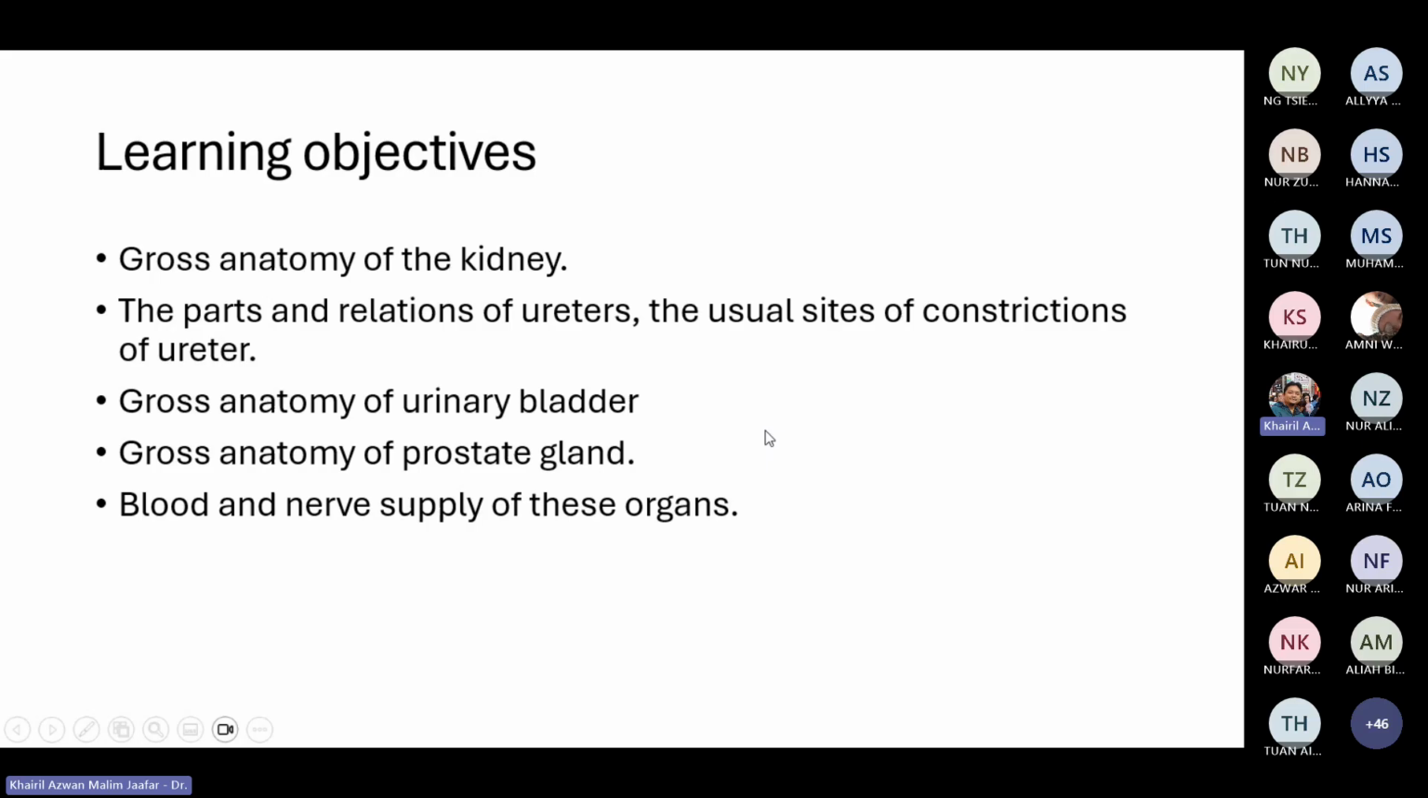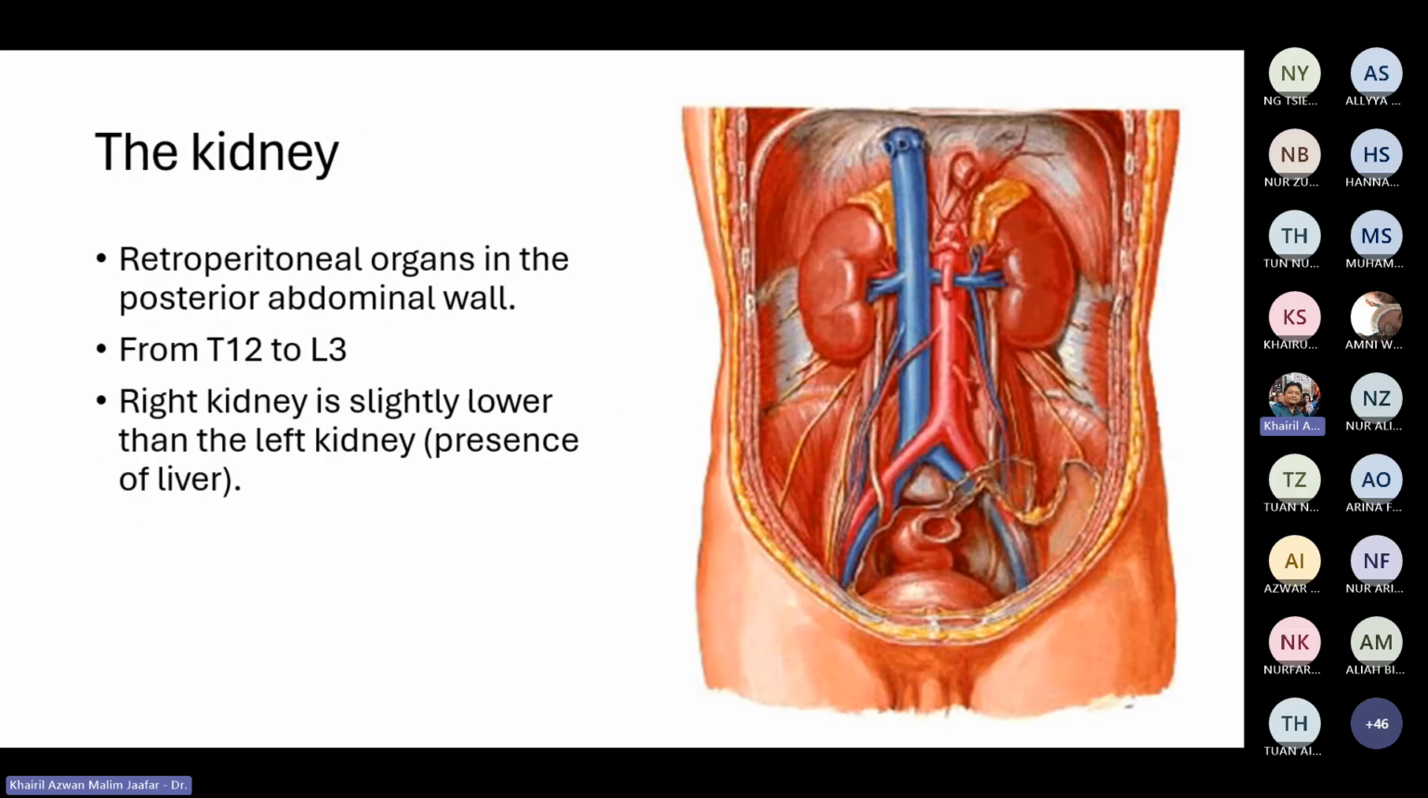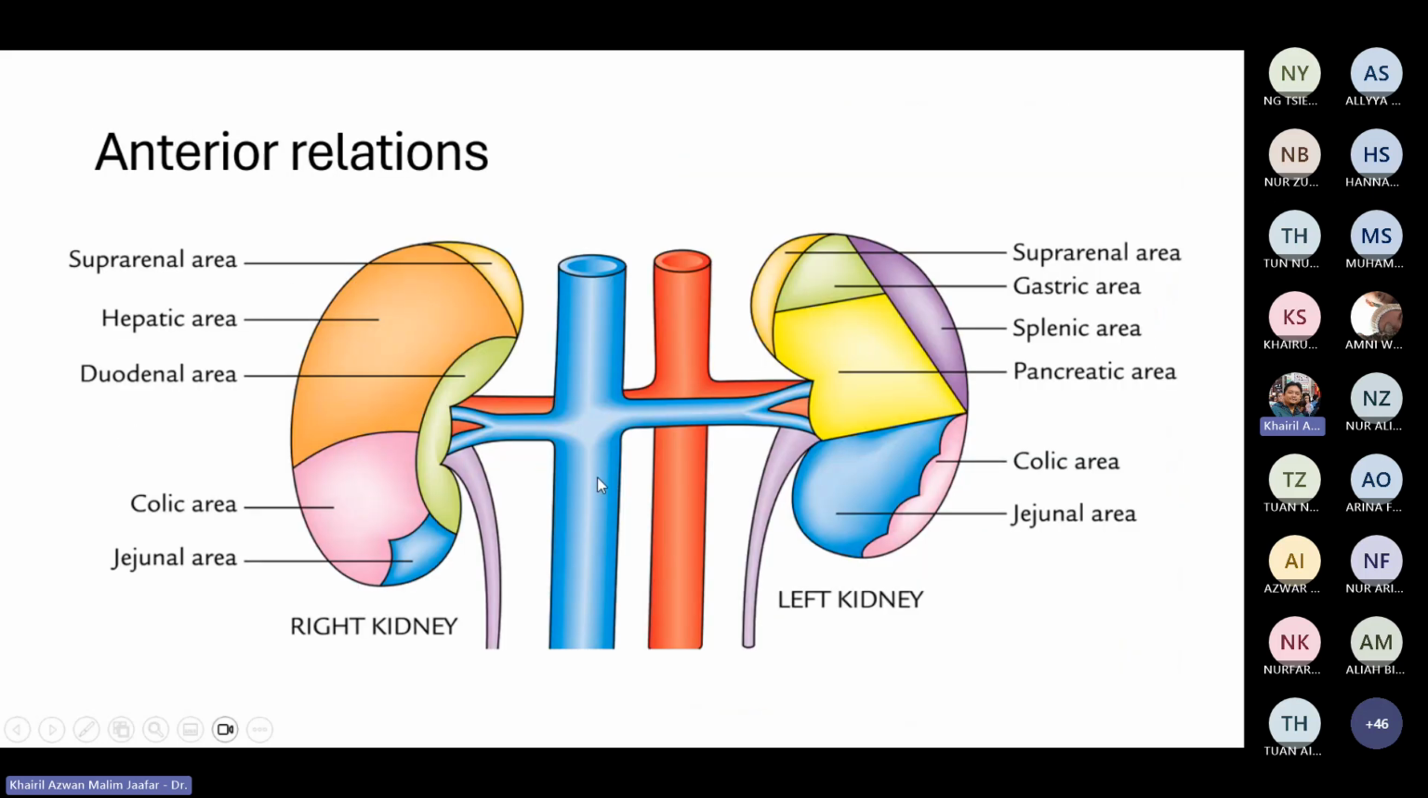Okay, so these are the learning objectives: gross anatomy of the kidney, the ureter, the urinary bladder, and also the prostate gland. Kidney: retroperitoneal organs, the right kidney is lower than the left kidney due to the presence of the liver. Anterior relations: the right kidney is different from the left kidney. At the top, it's the same, the suprarenal area.